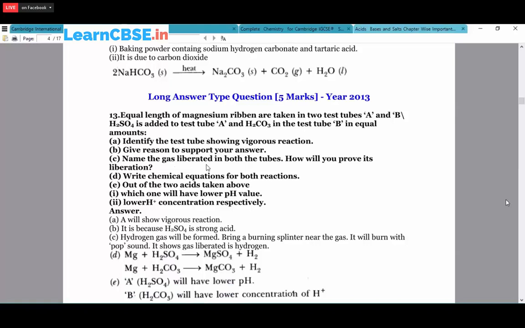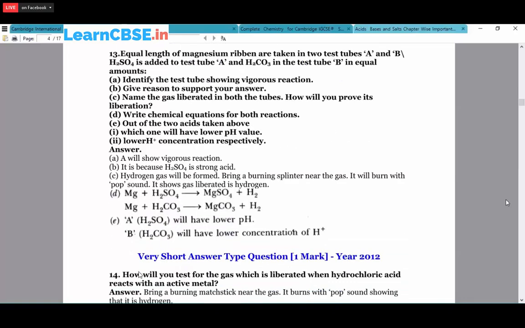Whenever an acid reacts with reactive metals, hydrogen gas will be liberated. To test the hydrogen gas, we use a burning wooden splint, and a pop sound will come near the test tube. So it proves the presence of hydrogen gas. Write the chemical equations for both reactions. Mg, magnesium, plus sulfuric acid H2SO4 gives MgSO4, magnesium sulfate, plus H2, hydrogen gas. Mg plus H2CO3, carbonic acid, gives MgCO3 plus H2 gas.